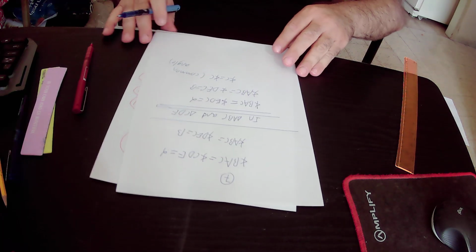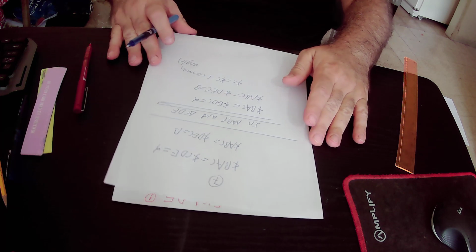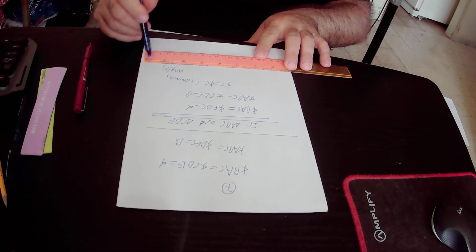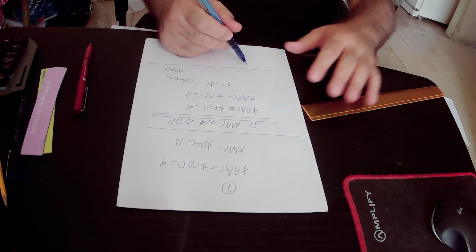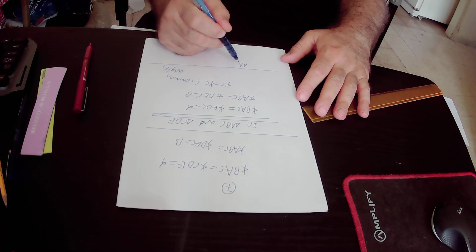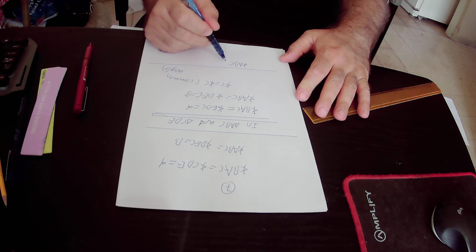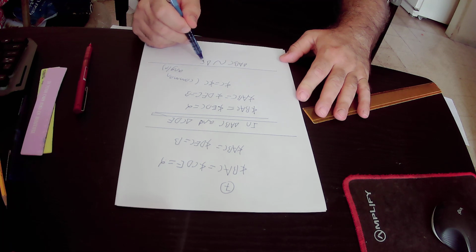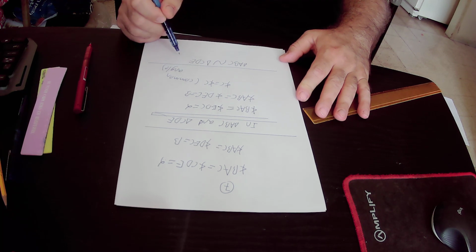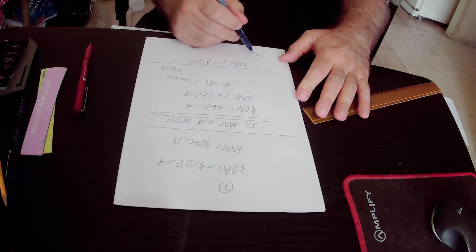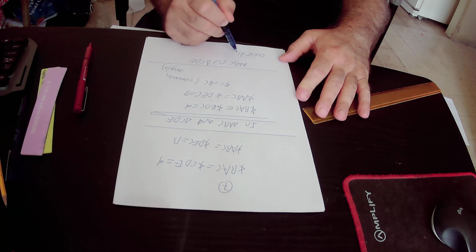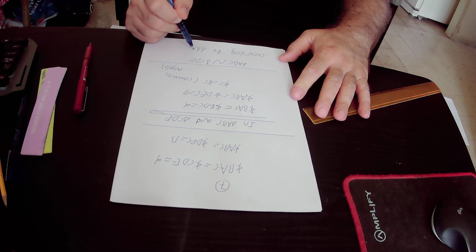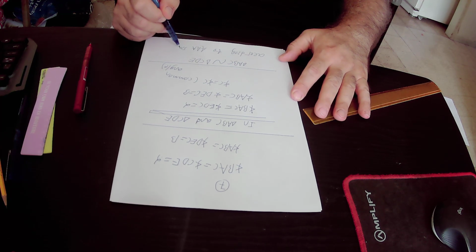We proved that triangle ABC is similar, that is the sign of similar, to triangle CDE according to the angle similarity rule.